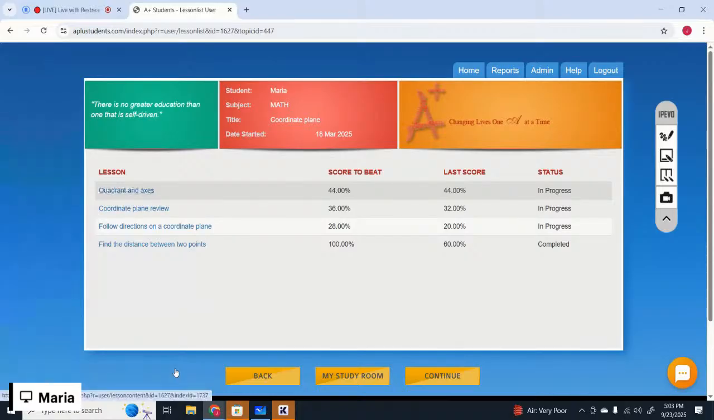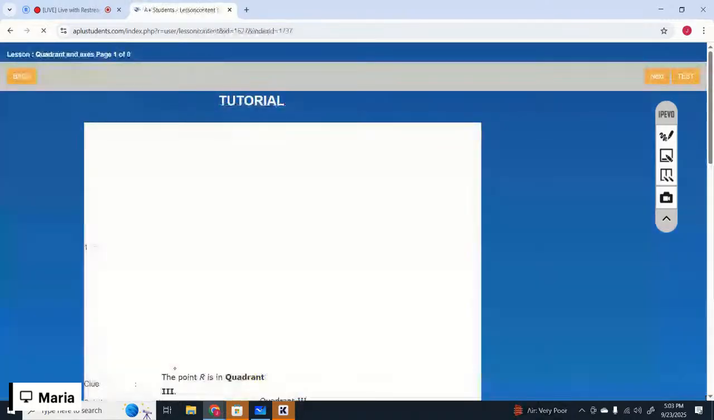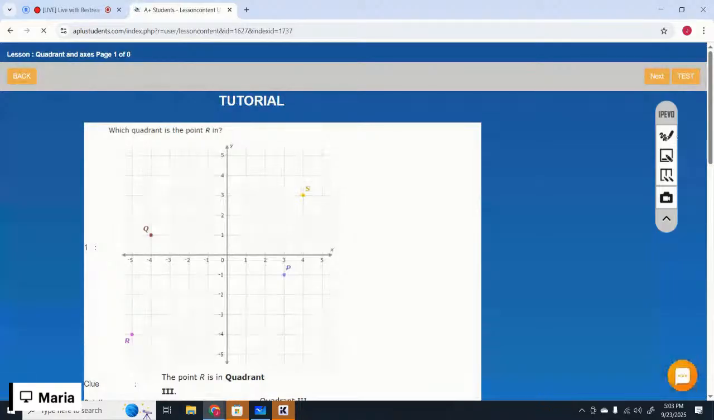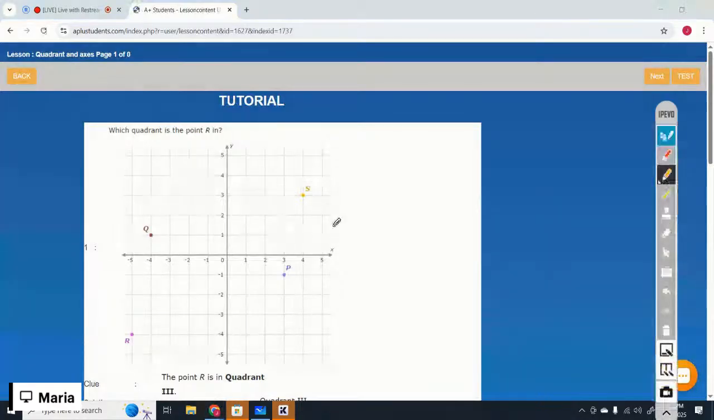Let's just start with the lesson axis and quadrants. The horizontal axis is the x-axis, right? Here we have the x-axis, here we have the negative x-axis. The vertical axis is the y-axis. Here we have y and here we have y dash, the negative axis. This is the origin, right? Where the x-axis and y-axis intersect each other.